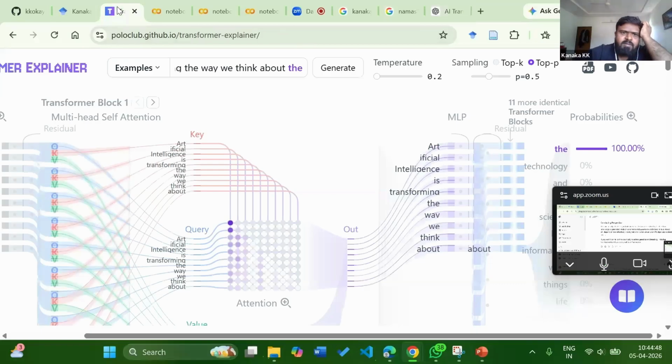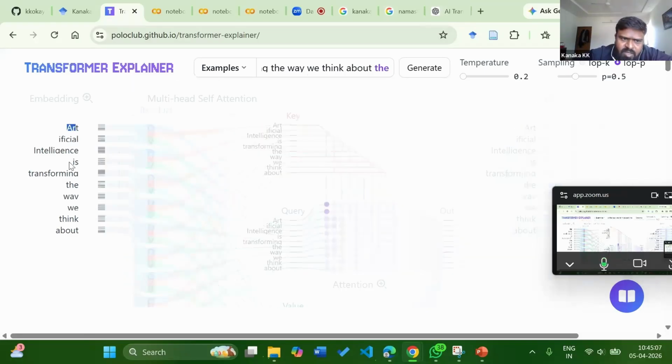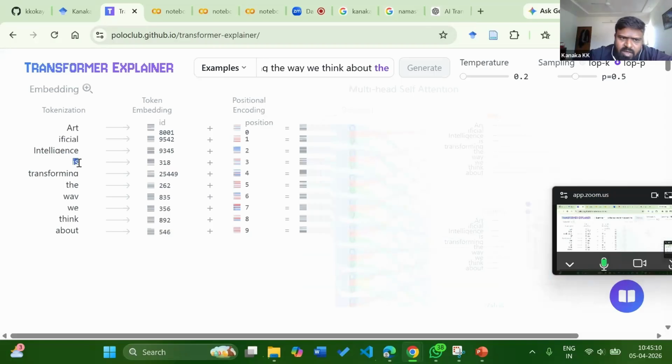So now we will understand this architecture. You can see here each input word is divided into tokens. Sometimes if the word is very small, it is considered as a single token. For example, the word is, it has only two characters, I and s, so it is considered as a single token.